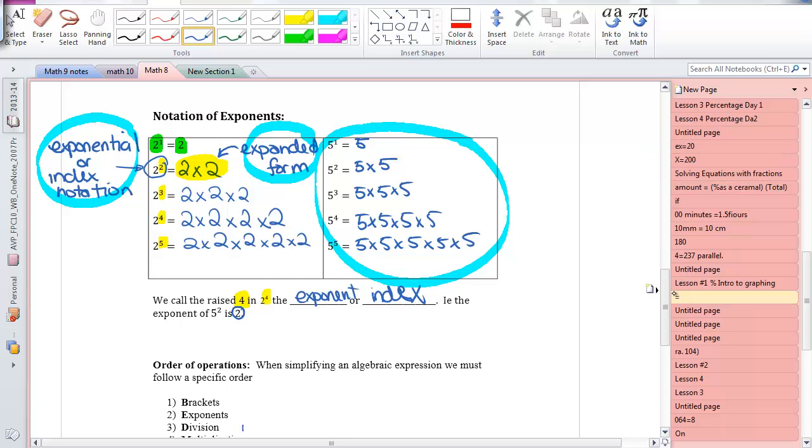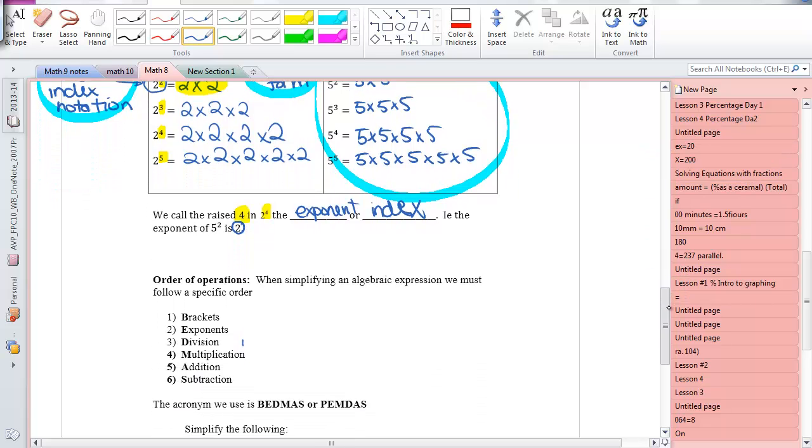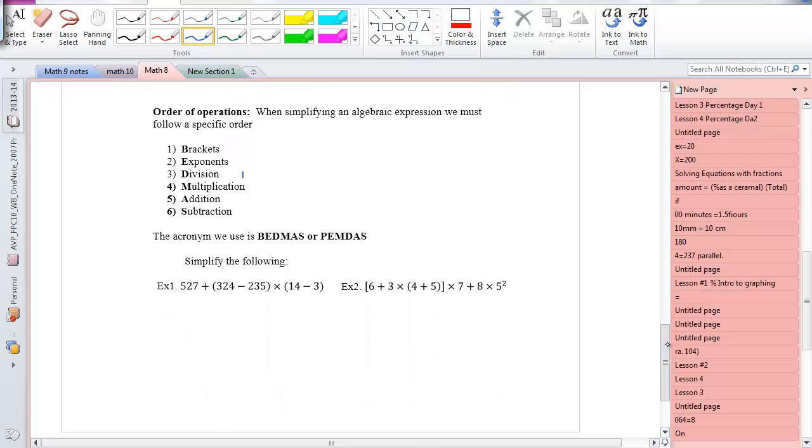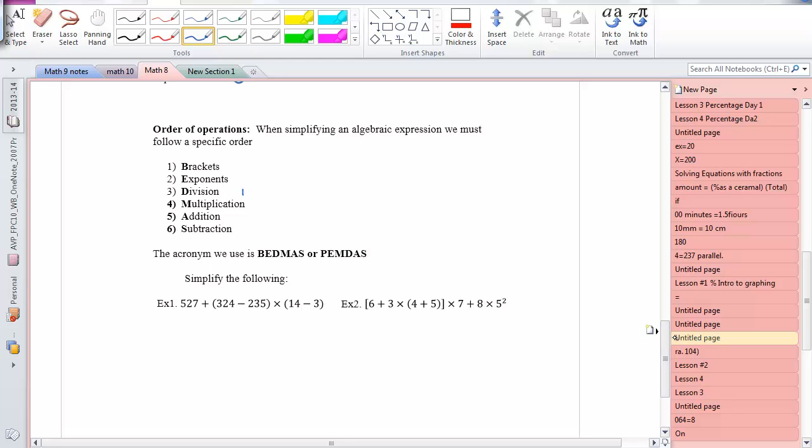All right, our last little bit of material that we're going to go through today is our order of operations. And I know we've done this lots in the past, but just as a reminder, when we are simplifying an algebraic expression, we must follow a basic order. And we're first going to do brackets. We're going to simplify everything inside of those brackets. Then we're going to move on to exponents.